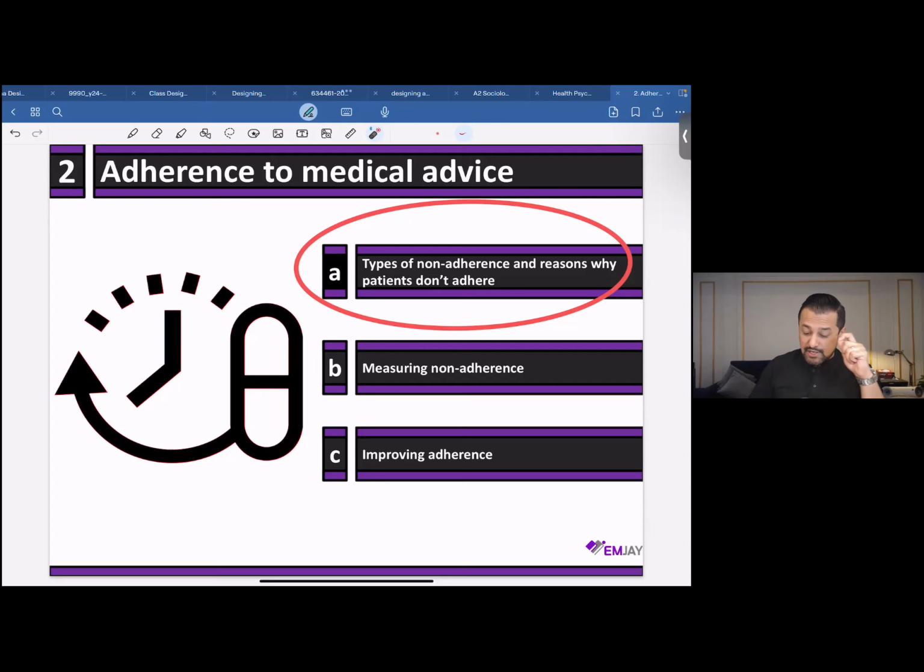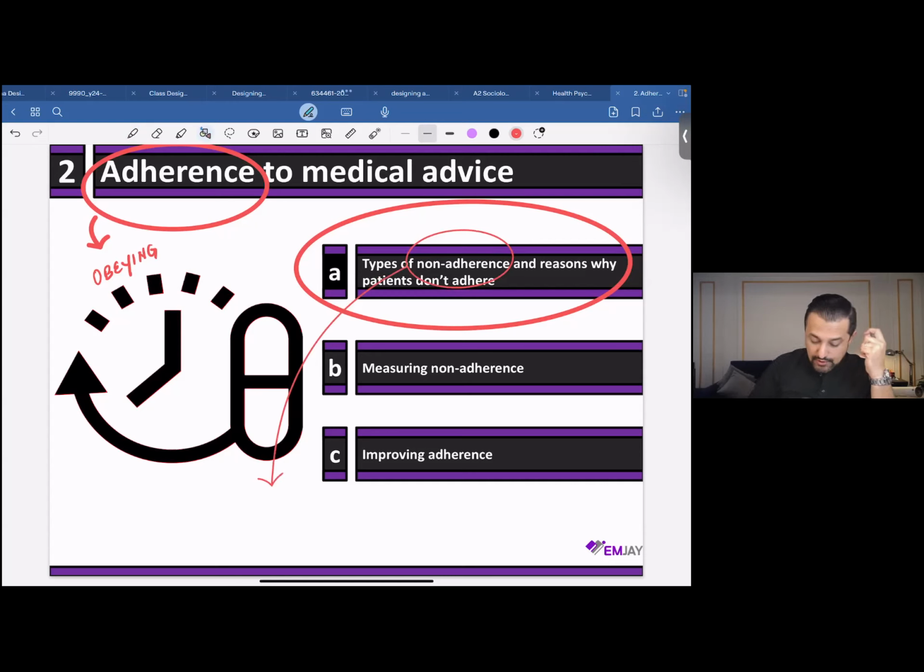Now, as we take this ahead, let's talk about what the term adherence over here refers to. In common sense understanding, the term adherence refers to obeying. And of course, when adherence refers to obeying, non-adherence would refer to not obeying. So if adherence is obeying, non-adherence is not obeying.